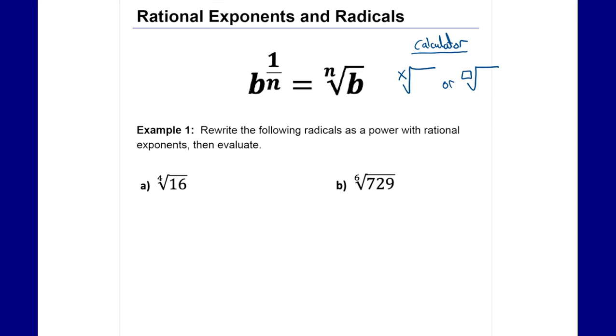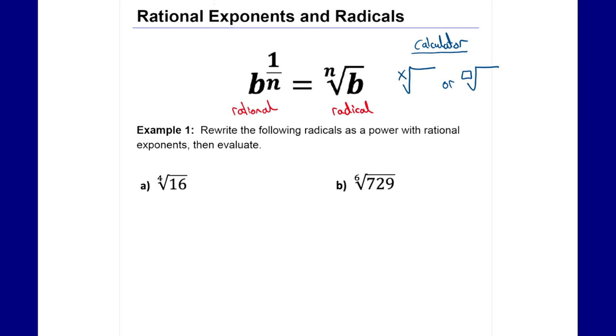What we want to do is evaluate the following radicals as a power with rational exponents and then evaluate. So I guess we should say the first one is our rational and then our second one is our radical. When we talk about radicals, we're talking about ones with the roots. When we're talking about rational exponents, or powers with rational exponents, we're talking about the fraction exponent. So it all depends on what we're trying to convert to or switch between.